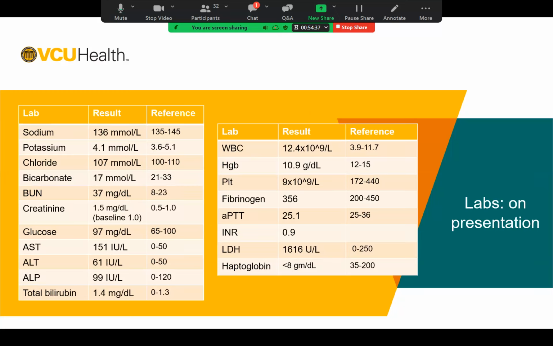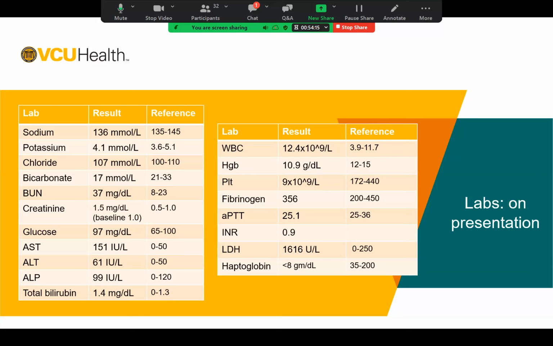So for her labs on presentation, this is when she came to the emergency room. Her sodium was 136, potassium 4.1, chloride of 107. She had a bicarb of 17, BUN of 37, and then she had a creatinine of 1.5. Her baseline was 1. Her glucose was 97. Her AST was 151, ALT 61, alk phos was 99, and bilirubin was 1.4.